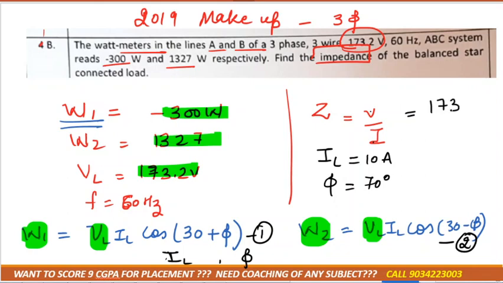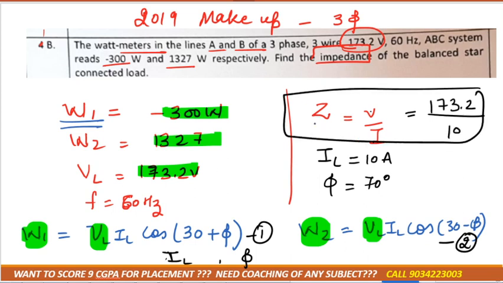So now we need to calculate the voltage by current. Voltage is how much? 173.2 divided by current. Current is how much? Current is 10 ampere. Okay. So from here we'll get the value for Z. We can get the value of Z.